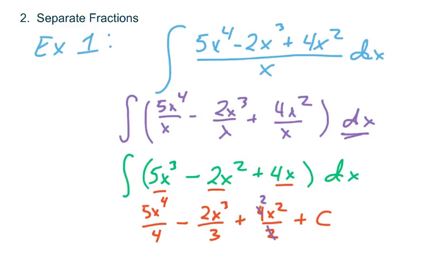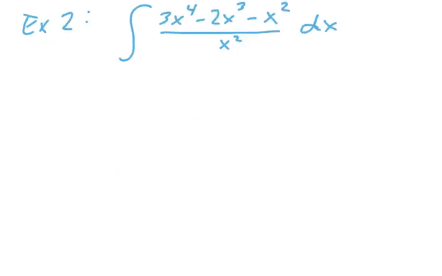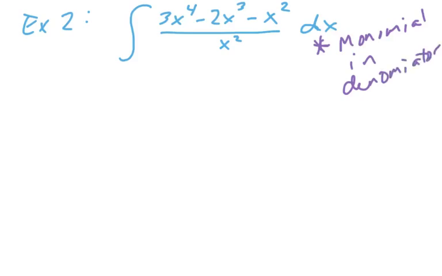Let's do a second one. Here we've got, again, another one where we see that denominator. And what's really important with these problems is we can really only do this when we have a monomial in the denominator. If my denominator was like x plus 2 or 3x minus 4, then this process of separating the fractions would not work. This only works when we have one term in the denominator.